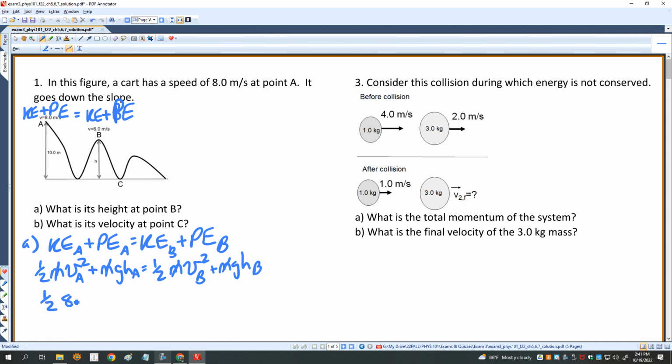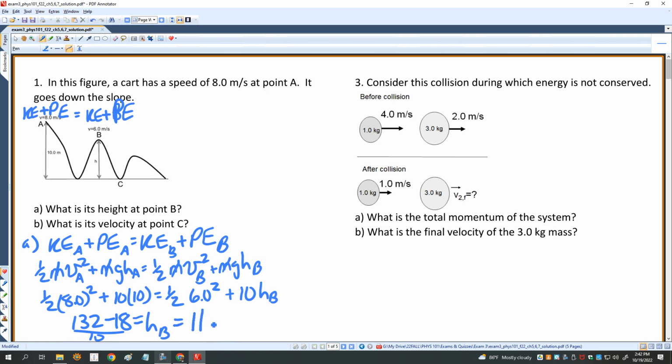1/2 of 8 meters per second squared plus 10 times HA, which was 10 meters, equals 1/2 of 6 meters per second squared plus 10 times HB. And I'm looking for HB, so that's 132 minus 18, divided by 10, equals HB. So I get that's equal to 11.4, or just 11 meters, keeping 2 sig figs.